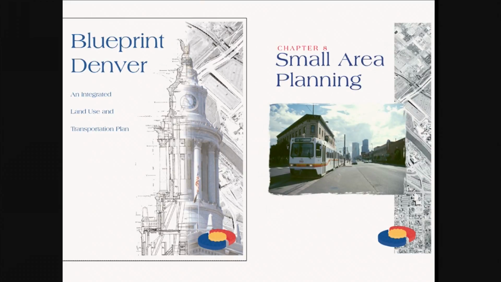Blueprint Denver spends some time talking about how you do small area plans and the fact that when a small area plan is completed, it's adopted as a supplement to the comprehensive plan. So really, as a city, we have one main plan, and we keep adding and updating supplements to it.